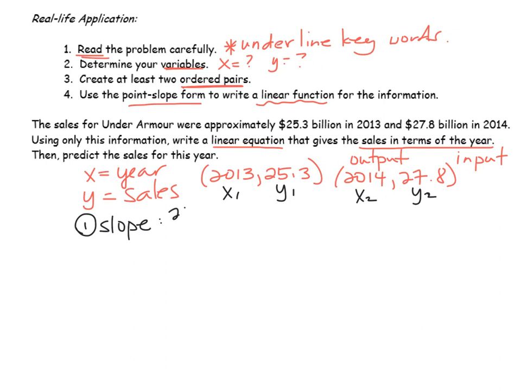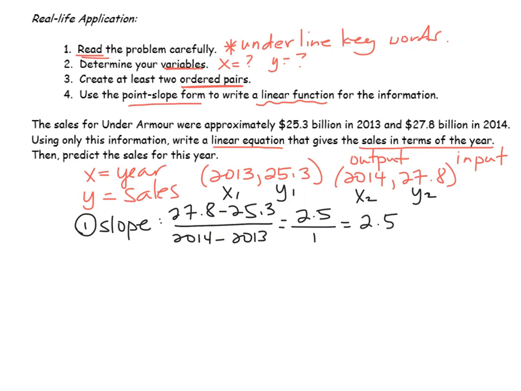y2 minus y1, 27.8 minus 25.3 over x2 minus x1. Well, this works out kind of nice for us at least. If we take 27.8 minus 25.3, we get 2.5. 2014 minus 2013 is 1. So the slope is 2.5, and that would be billions of dollars, which means each year they're making $2.5 billion more, just based on this given information.